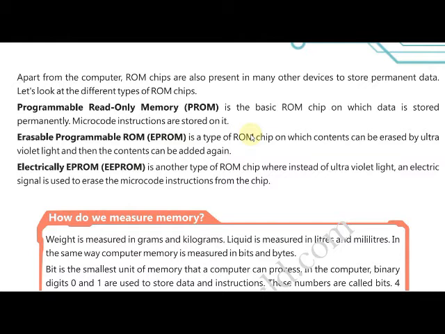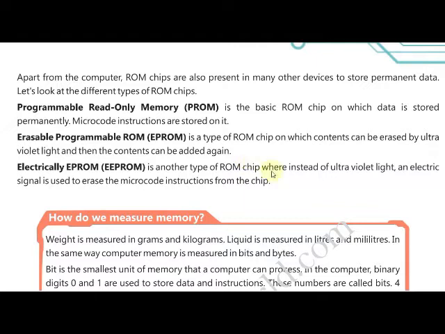Okay, understand, that means you can edit the instructions written in EPROM. And how can these instructions be removed using UV lights? UV light stands for ultraviolet light. Using UV lights, those instructions or contents can be erased, and new contents can be added, with some additional features.